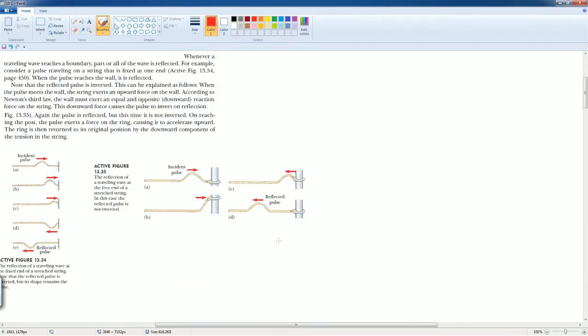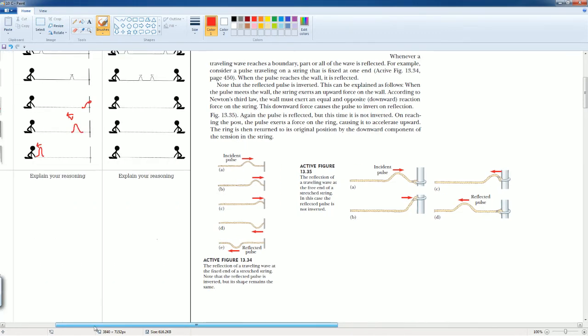All right. So again, the pulse is reflected. The ring, right here, is then returned to its original position by the downward component of the tension of the spring. So notice it comes up, but rather than the wall exerting an equal and opposite force, the ring moves up due to the pulse coming in, right? And then as it comes back down, the pulse is still up. The reflection of the traveling wave at the free end of a stretched spring. In this case, the reflected pulse is not inverted. It is not inverted because there's no Newton's third law force that the wall is exerting. That's why it's not inverting.